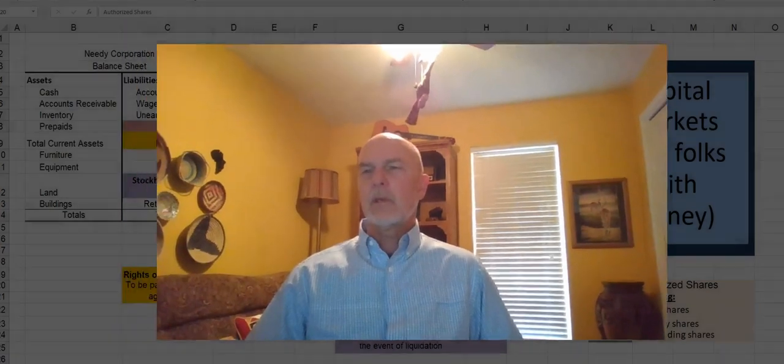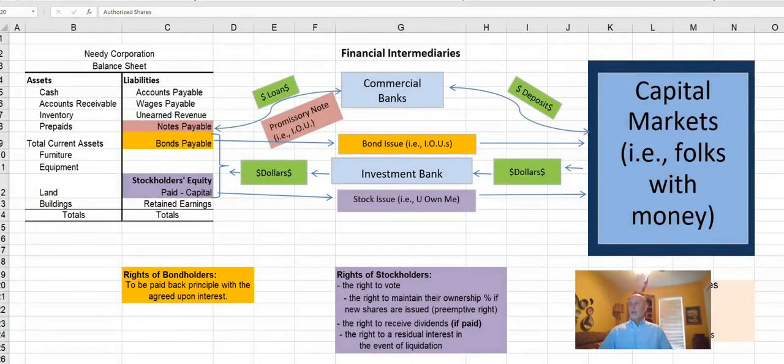And so you will see on the screen this picture of the relationship between a company that's trying to get money and the capital markets. So we are in the place of a needy corporation. We are the company that needs to get access to money.